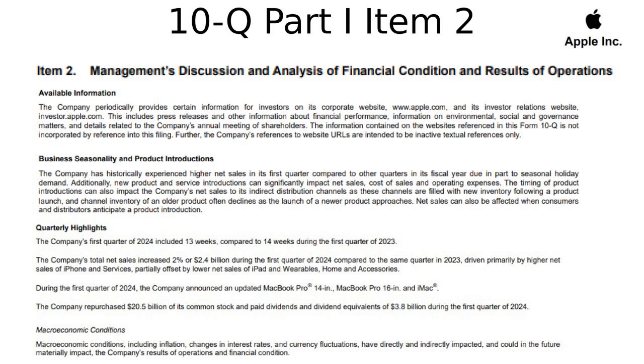And then here's management's discussion and analysis of financial condition and results of operation. I just snipped some of the things. I didn't snip everything. Available information, business seasonality, and product introductions, and then quarterly highlights. This is where it's getting into the meat of how we did. The first quarter of 2024 included 13 weeks compared to 14 for the first quarter of 23. Net sales increased 2%, not great, driven primarily by higher net sales of iPhone and services.